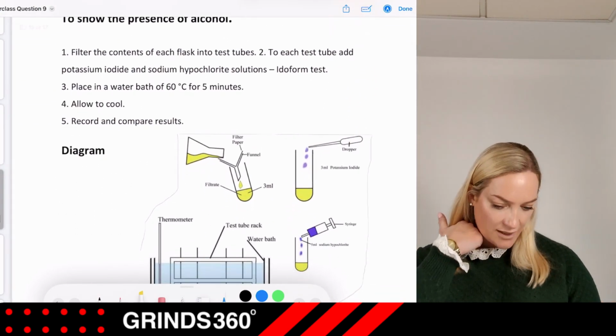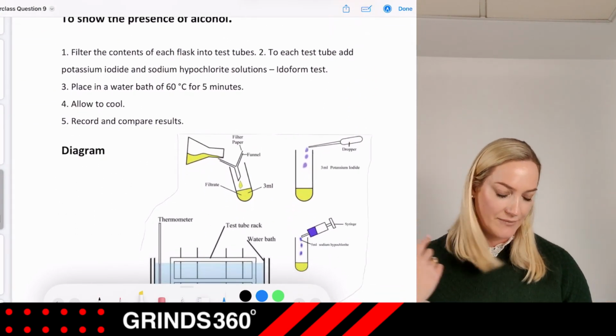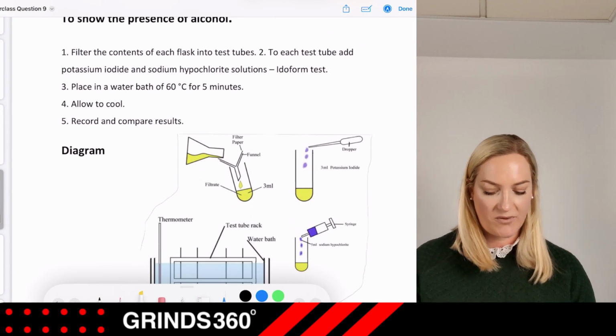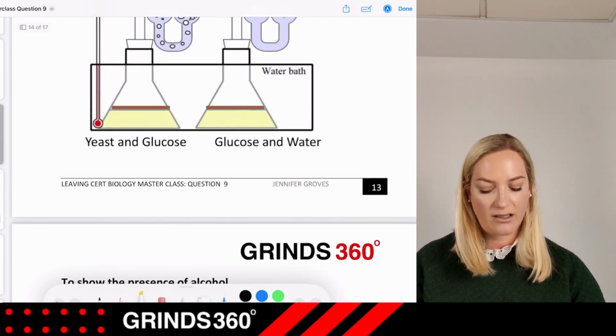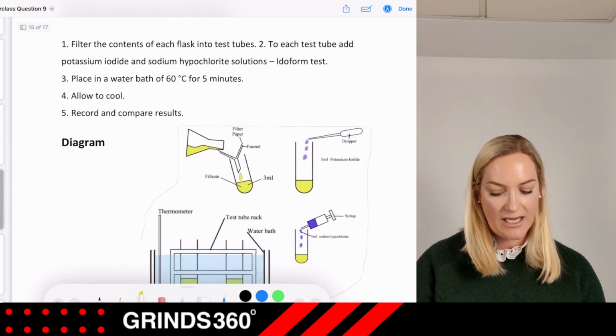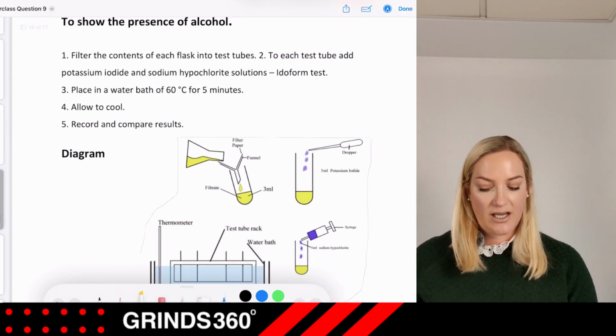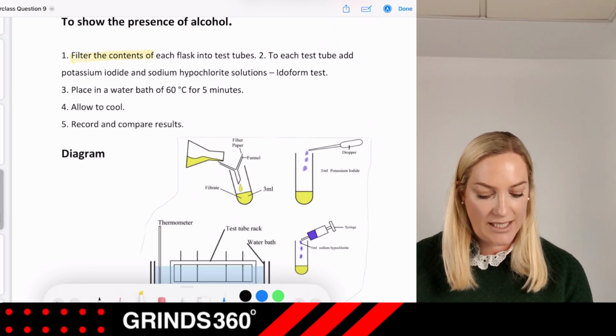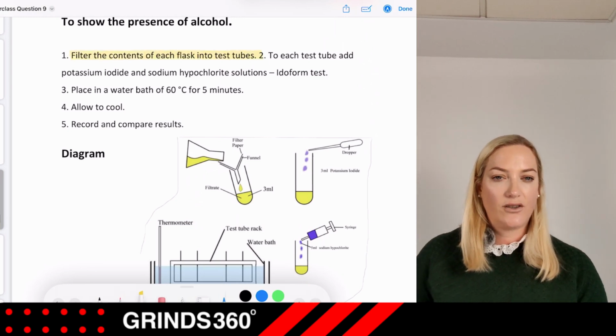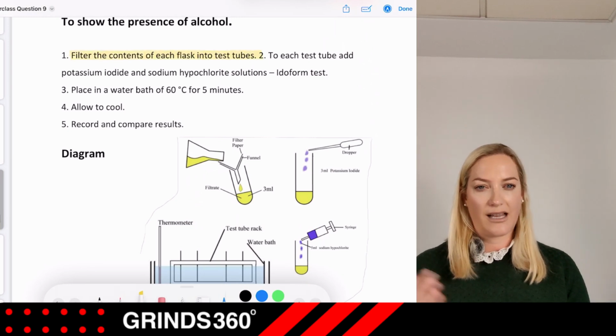So the next day, following that day, coming back in, your teacher might do some of this prep. And what you would do is take the contents of your conical flask and filter it. So we want to get some filtrate. You're going to filter the contents of each into a test tube. And then you're going to test for the presence of alcohol, ethanol.